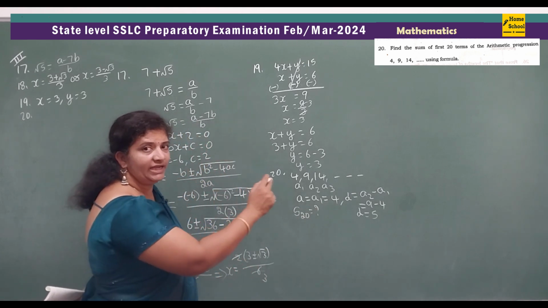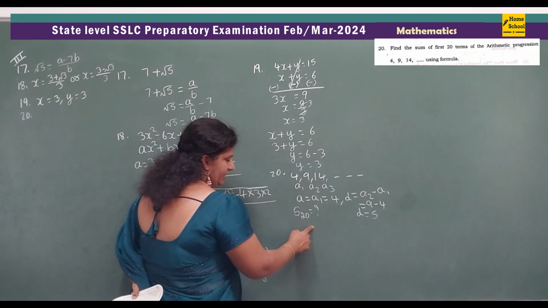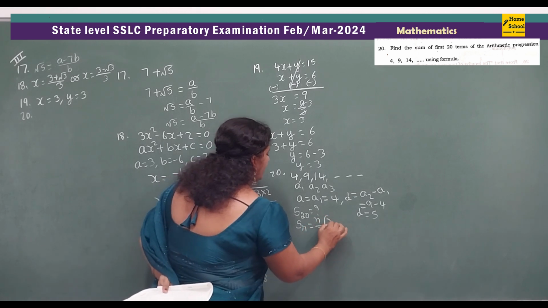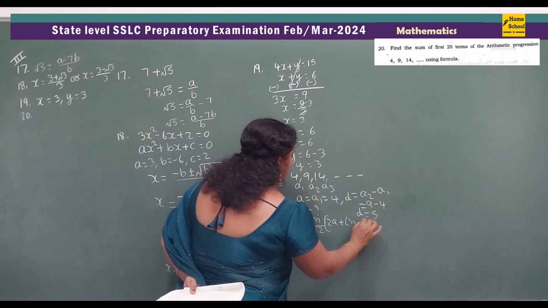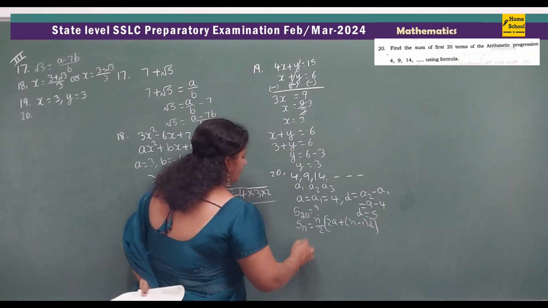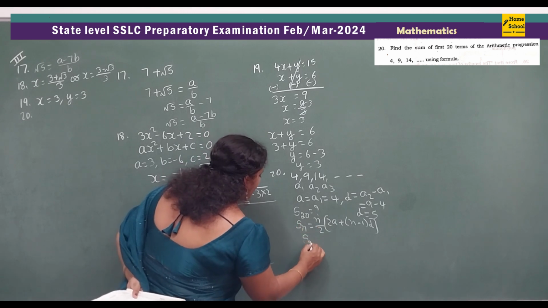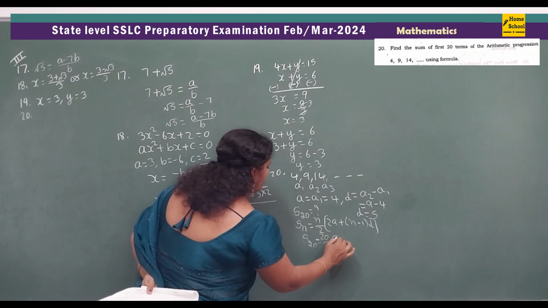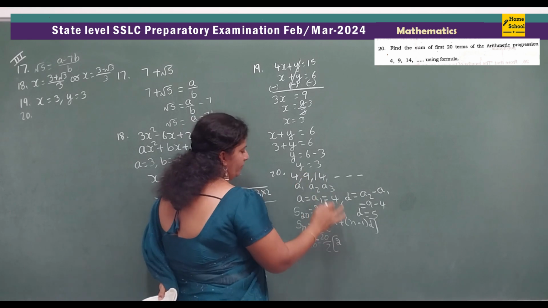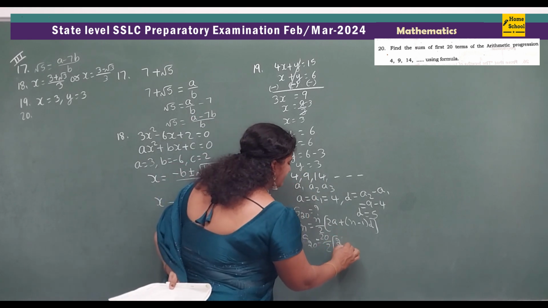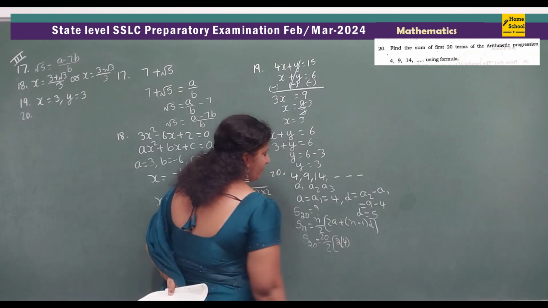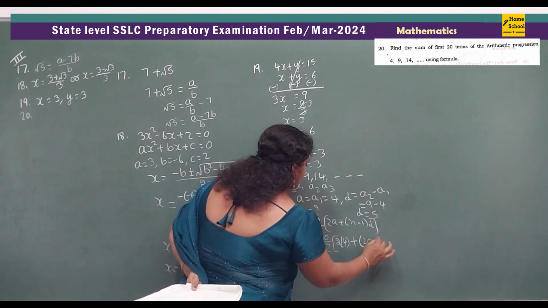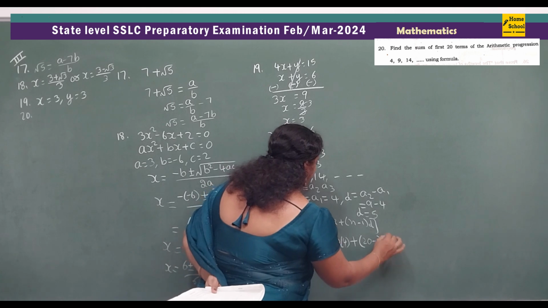Sum of 20 terms. If you want S20, first we should write the formula. Sn is equal to n by 2 into 2a plus n minus 1 into d. In place of n, substitute 20. S20 is equal to 20 by 2 into 2. The a value is 4, but don't write 2, 4. Never write like that, just use a bracket to substitute a value. 2 into 4 plus n value is 20 minus 1, d value is 5.